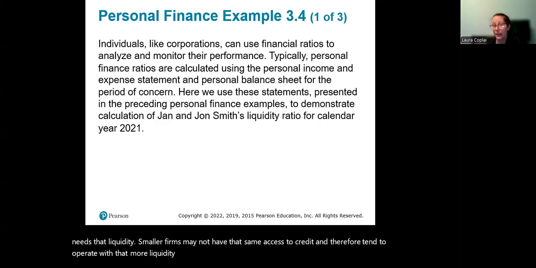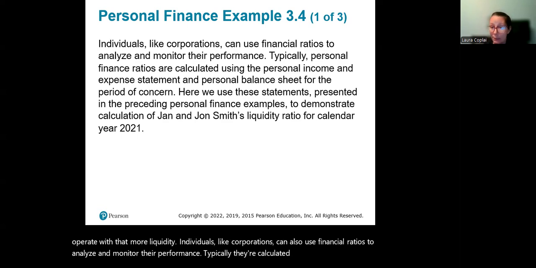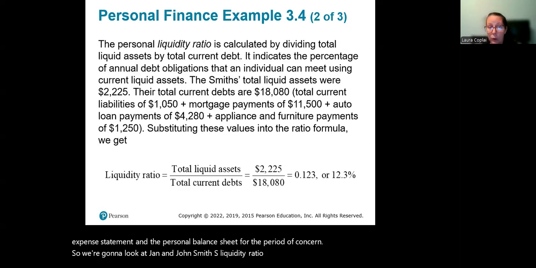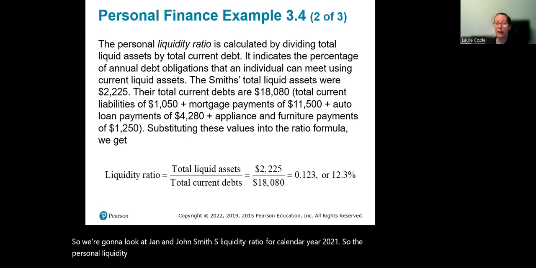Individuals, like corporations, can also use financial ratios to analyze and monitor their performance. Typically, they're calculated using a personal income and expense statement and the personal balance sheet for the period of concern. So we're going to look at Jan and John Smith's liquidity ratio for calendar year 2021. The personal liquidity ratio is calculated by dividing the total liquid assets by the total current debt.